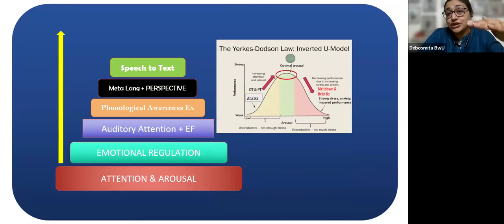So it is an inverted U curve, and the crest of the curve shows the optimal arousal level at which we can work on core speech, language, as well as literacy tasks.